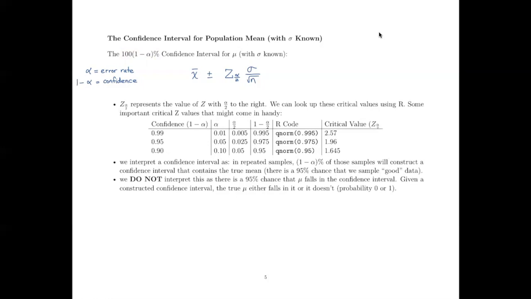So we always start with our estimate, our best guess, our point estimate of what the population parameter is. So in this case, if we're trying to estimate the population mean mu, our best guess is our sample mean, x bar. This next piece, I'll talk about what it means in a second. This is our critical value. And then this last piece, that's our standard error. Both of these pieces here make up what we call the margin of error.